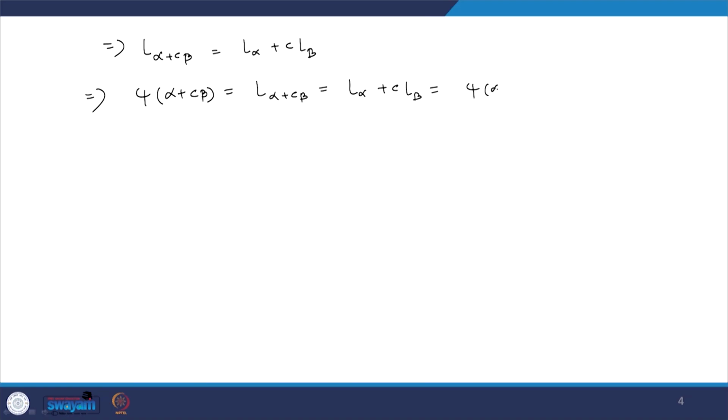So, this implies that L of alpha plus c beta equals L alpha plus c times L beta. So, this implies psi of alpha plus c beta equals L of alpha plus c beta, which equals L alpha plus c times L beta, which is equal to psi of alpha plus c times psi of beta.